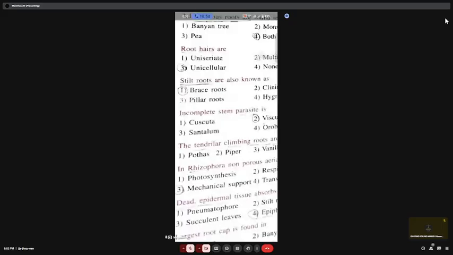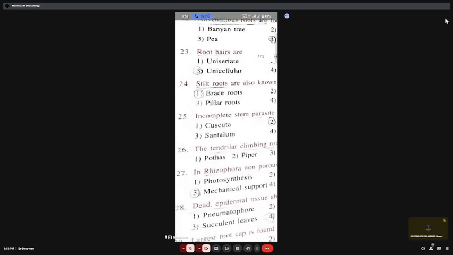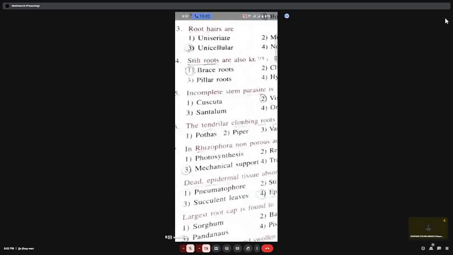Root hairs are unicellular. Then stilt roots are also known as brace roots. Make a note of it. Another name for stilt roots is brace roots, B-R-A-C-E. Okay, and the next one.